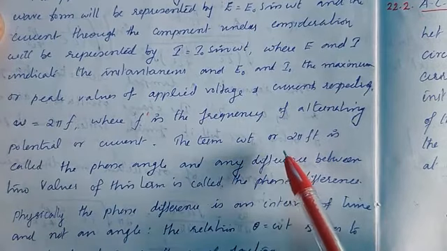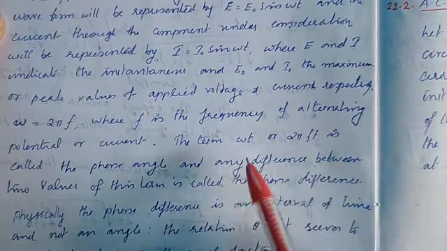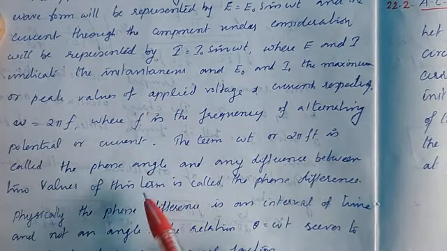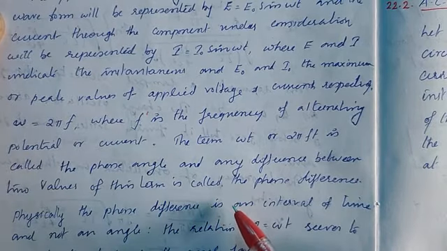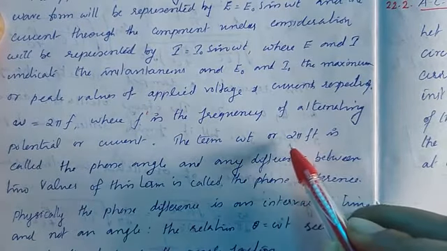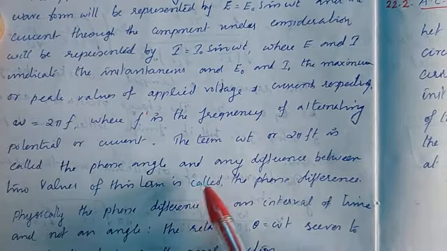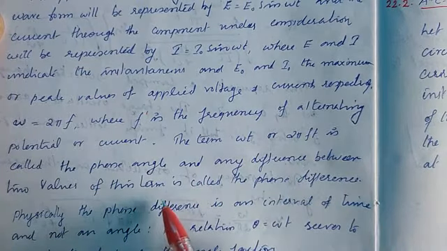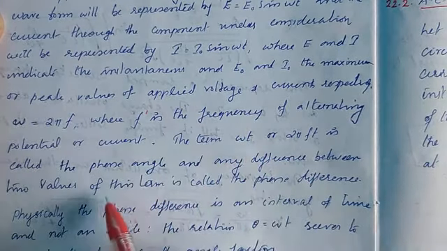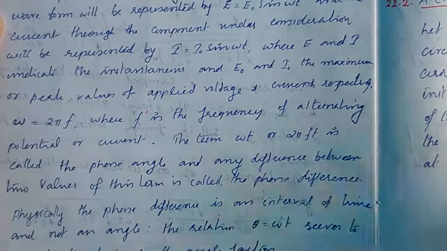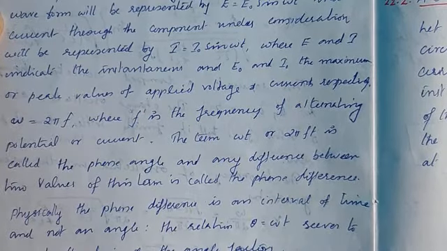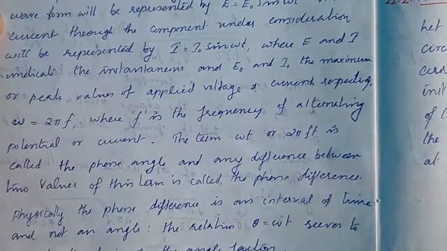The term omega t, or 2 pi f t, is called the phase angle, and any difference between two values of this term is called a phase difference. So difference between these omega t values represents the phase difference, since omega t is the phase angle.